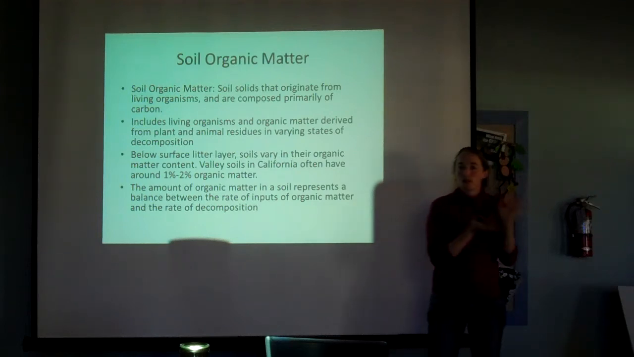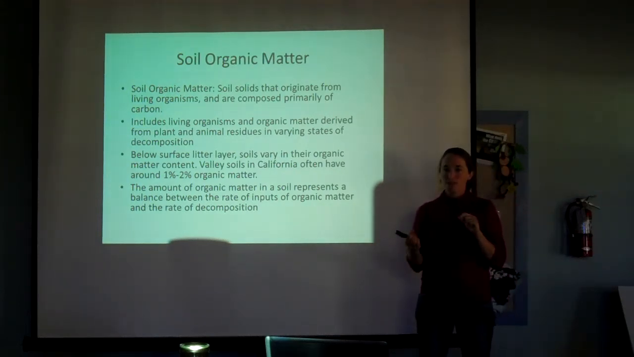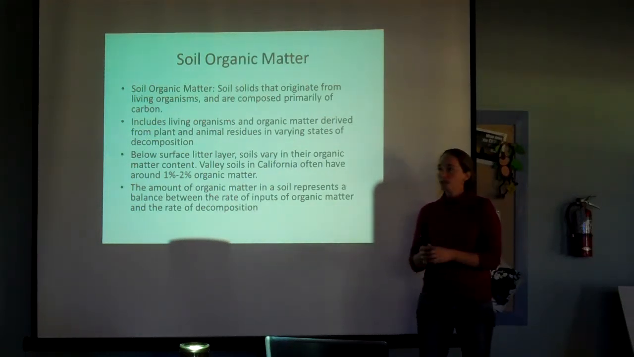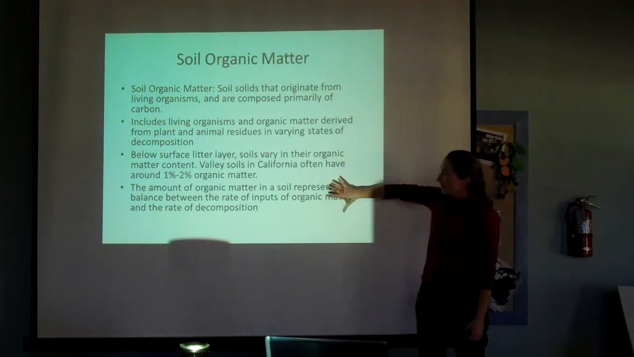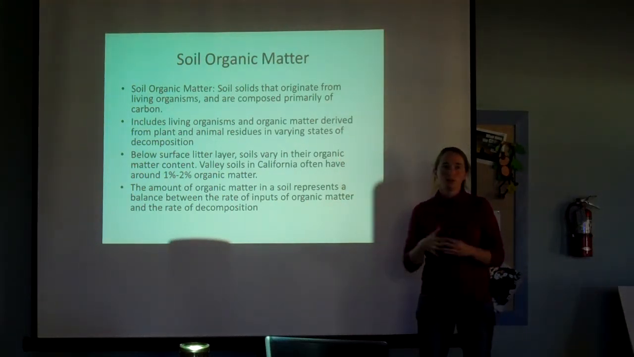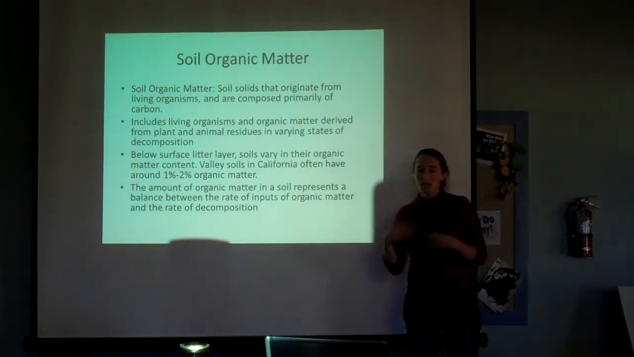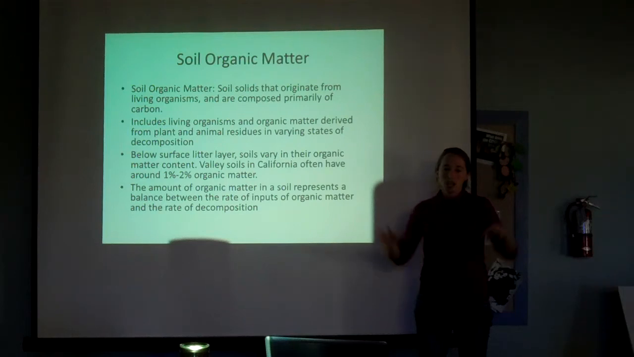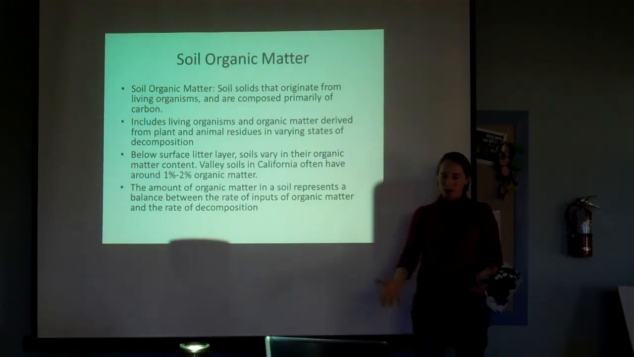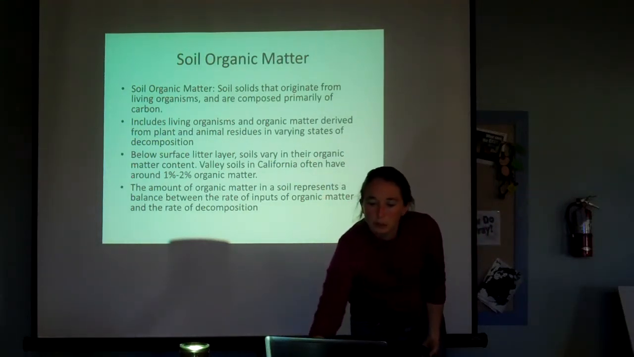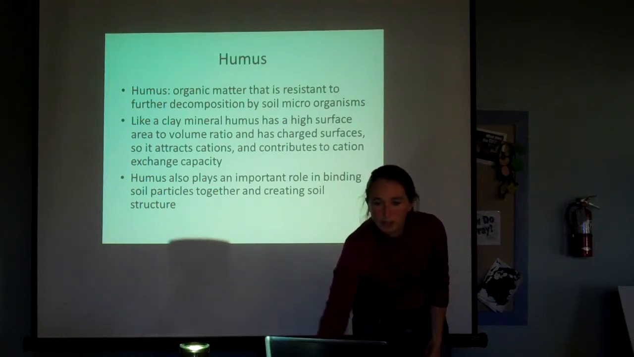What determines the amount of organic matter that you have is the balance between the rate of inputs of organic matter and the rate of decomposition. The reason we have so little organic matter in California is because our rate of decomposition is really high. And then if you go and you plow a soil, you till, you introduce a lot of oxygen, and the biological activity increases, and those critters that are in the soil, they eat up all the organic matter and it oxidizes off even more. So that's why agricultural soils tend to lose their organic matter really quickly.